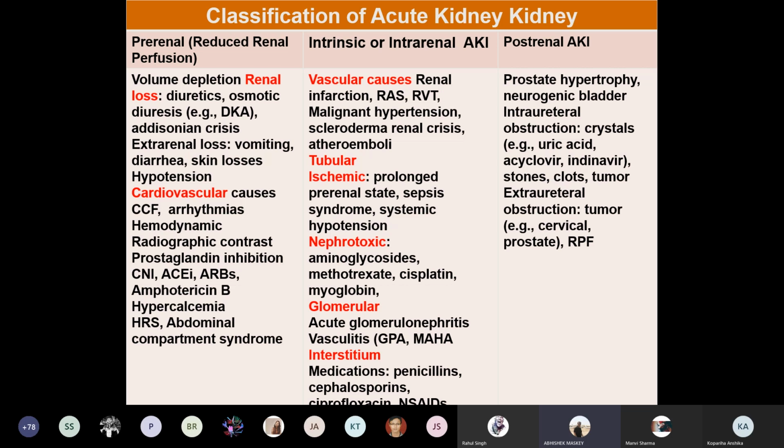So one is pre-renal AKI, one is intrarenal or intrinsic AKI, one is post-renal AKI. If you know this, you know the types of jaundice: pre-hepatic jaundice, post-hepatic jaundice and hepatic jaundice, right? Have you read jaundice?